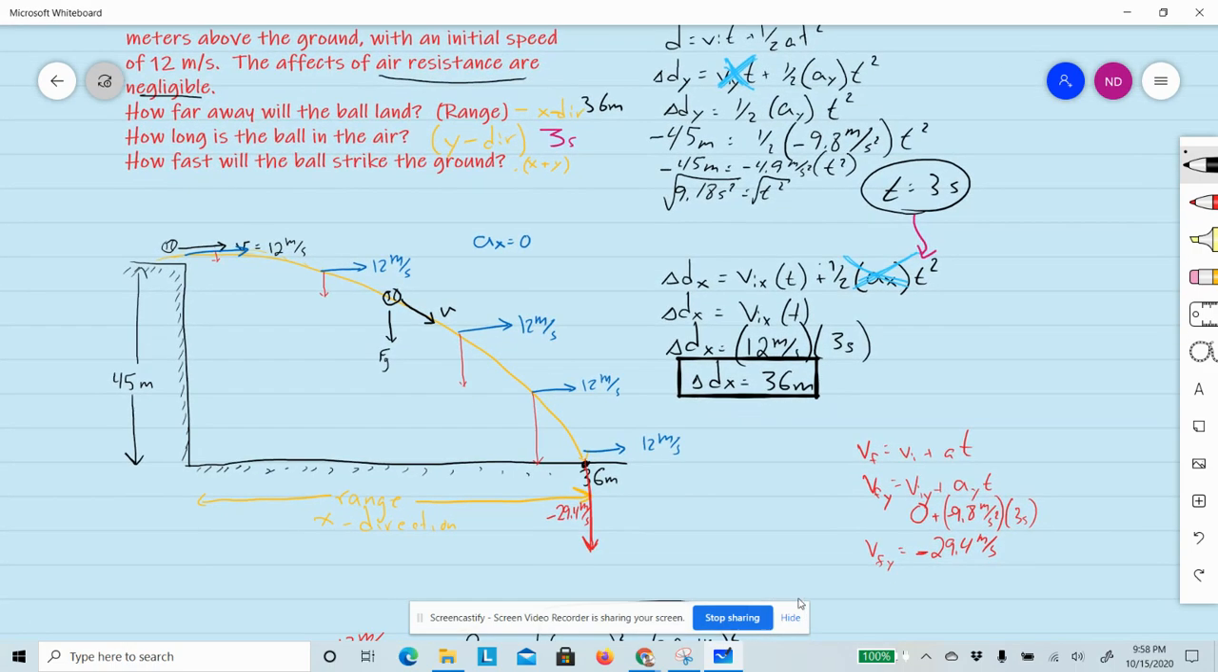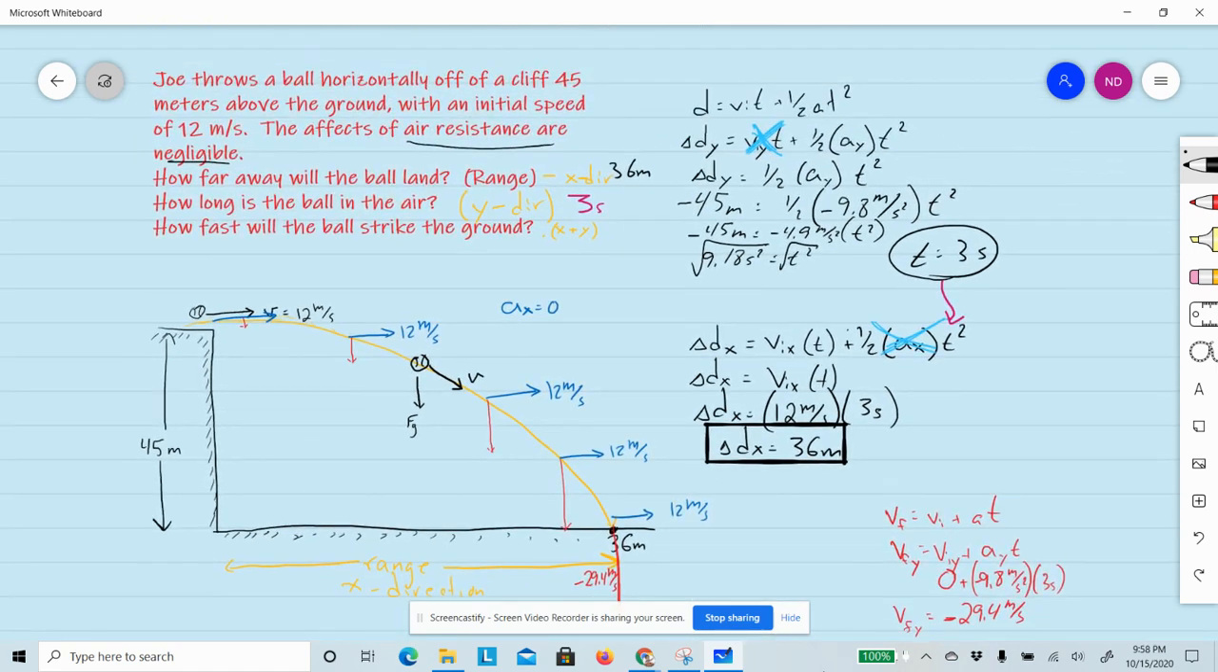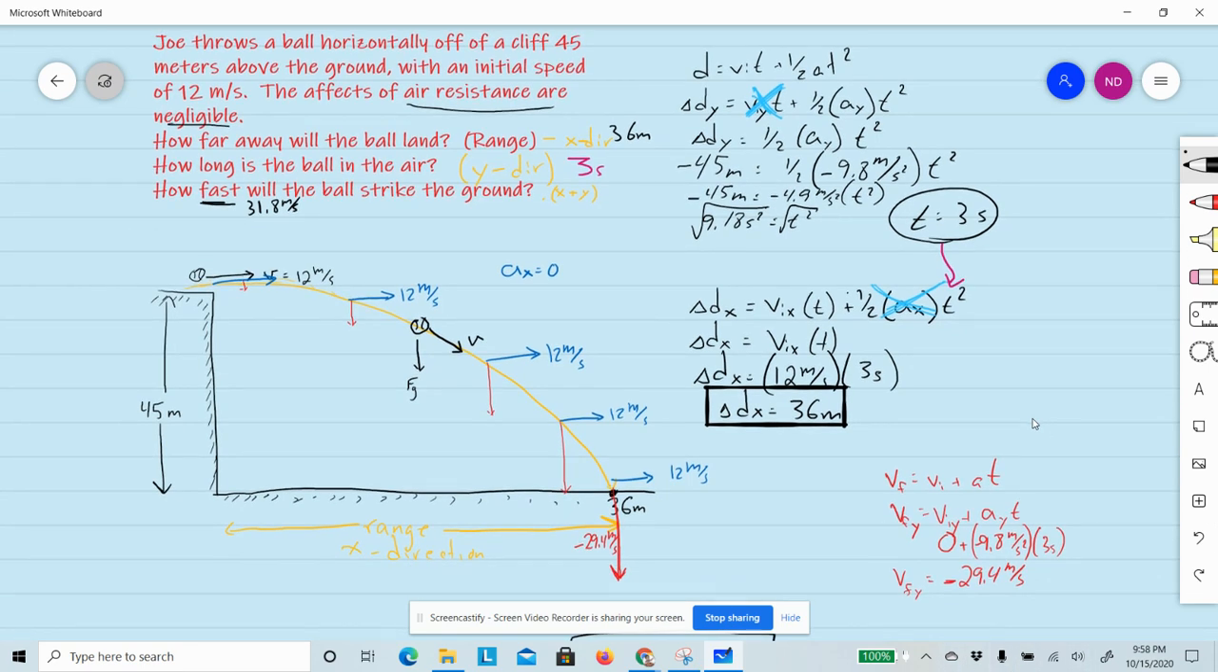And how fast will it be moving when it strikes the ground? 31.8 meters per second is just the speed, not the velocity. 31.8 meters per second, and down at that angle. It's going to be moving some sideways and some vertical. That is it. Simple problem.